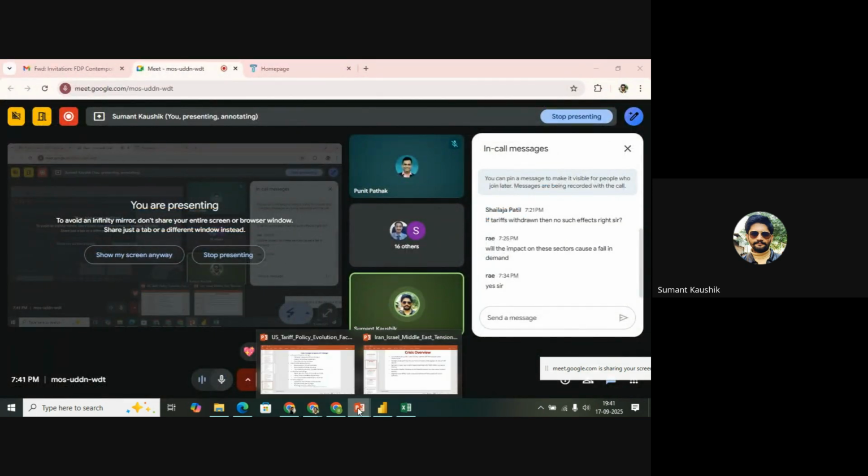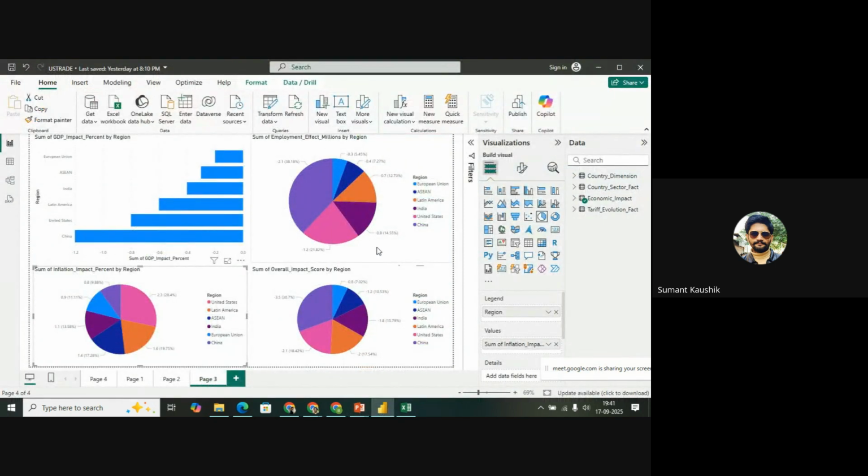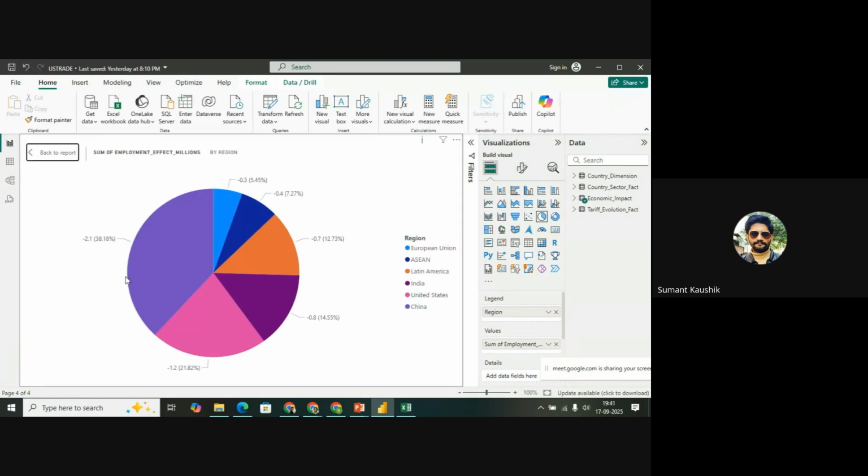Now we come to the second last part, the employment effect. So which country will have the highest employment effect? Now, this is again surprising. As you can see, China will be the country facing the highest effect on its employment level. It is expected that the employment level will be reduced by minus 2.1.